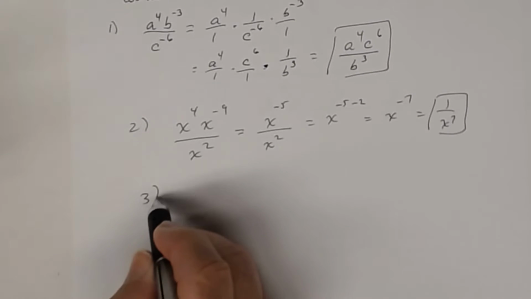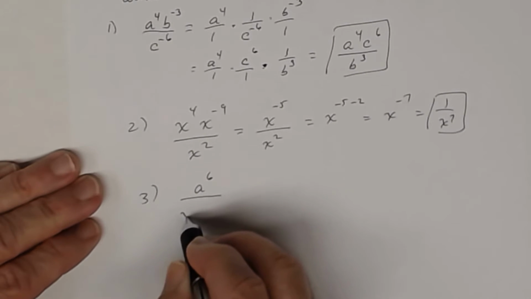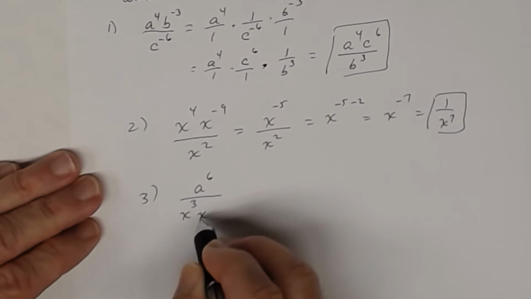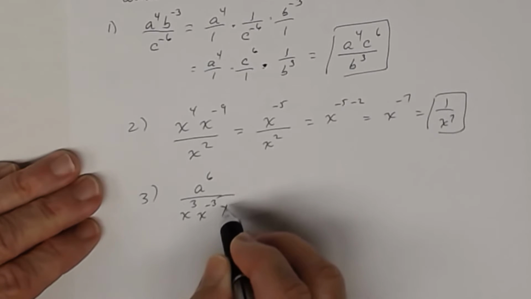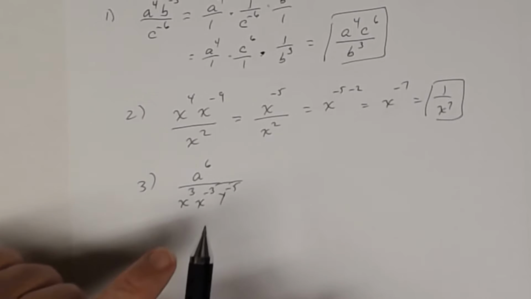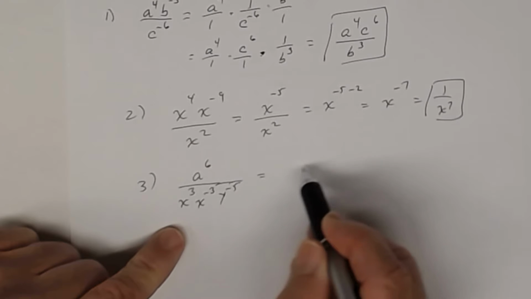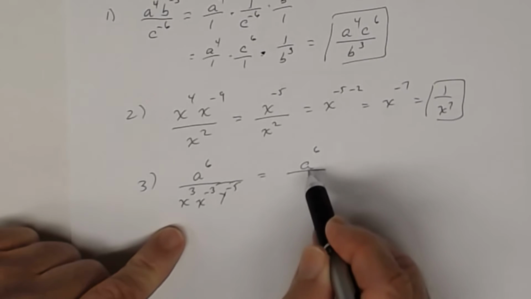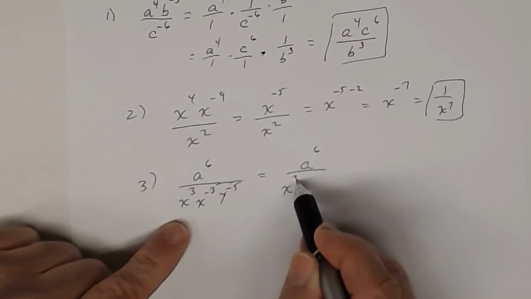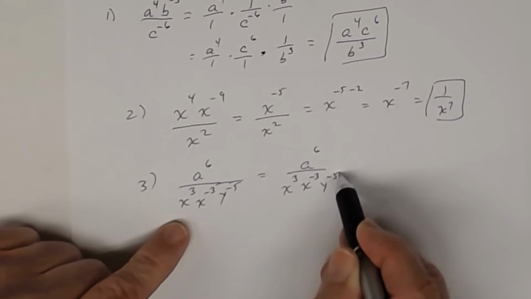Number 3, we have a to the 6th divided by x cubed times x to the negative 3rd times y to the negative 5th. So there's quite a few negative exponents here, but what I want you to remember, what I want you to see is this one right here. I'm going to go ahead and rewrite it so I can circle it. So I have a to the 6th times the x to the 3rd times x to the negative 3rd times y to the negative 5th.